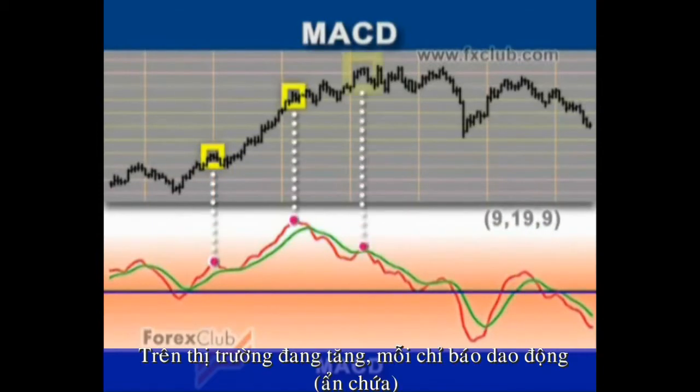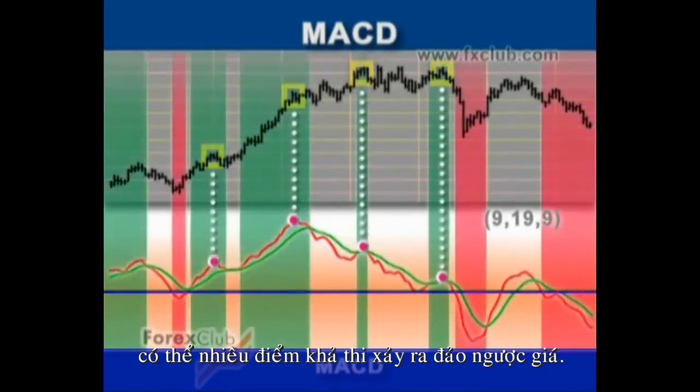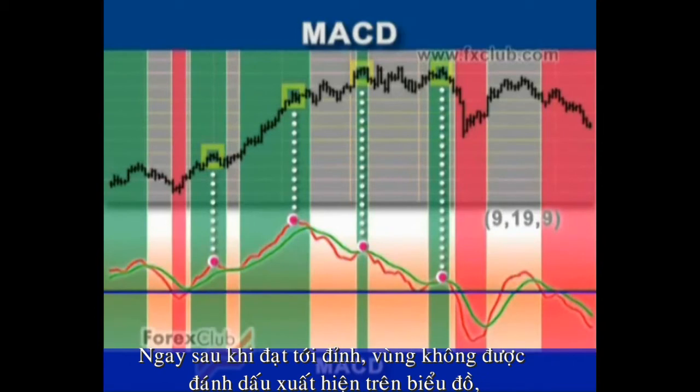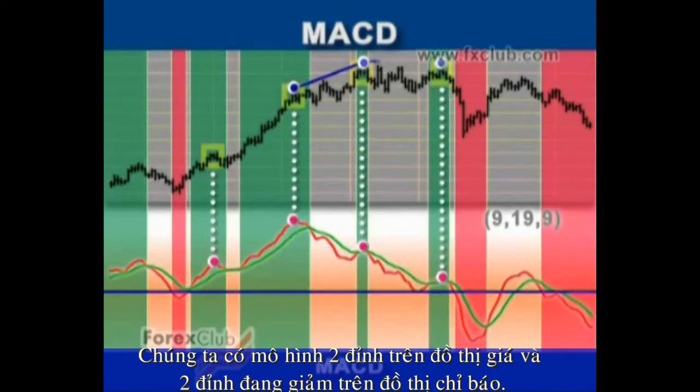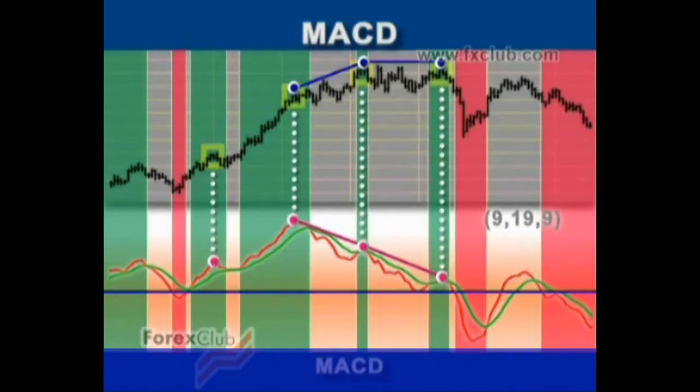On a rising market, each oscillator high may become a possible point of reversal. Immediately after such peaks, unshaded areas appear on the chart. They often predict a divergence, something we should be very familiar with by now. We've got a double top or double peak on the price charts and two falling highs on the indicator chart. So what can we do with the sell signal? It's evidently too early.